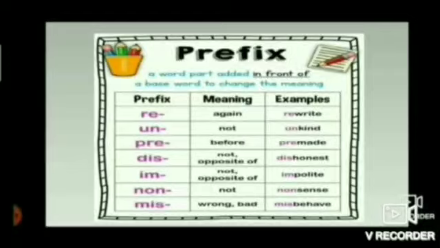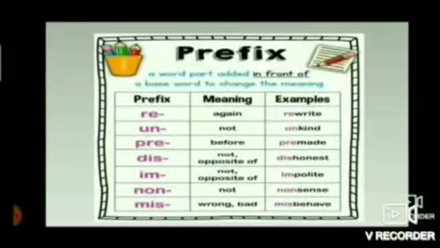Prefix re, re. The meaning of it is again. Example for it, rewrite. Un means not. For that we have the example unkind. Pre, the meaning of pre is before. Example for it we have premade. Dis, meaning of dis is not or opposite of.